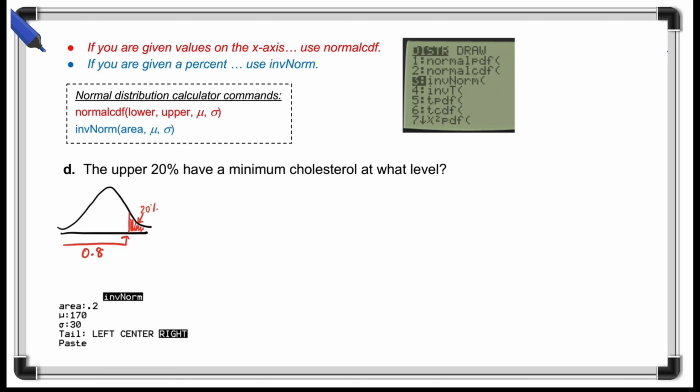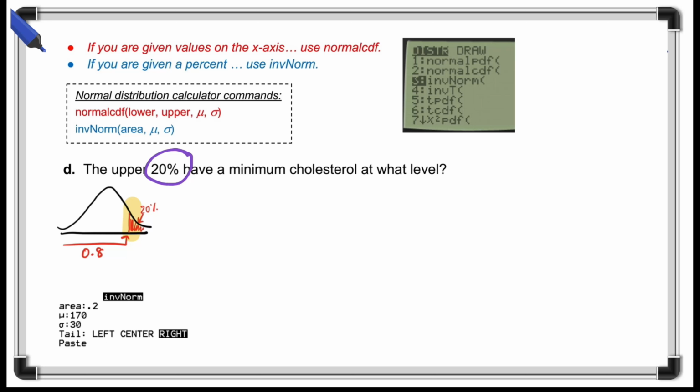Now, in this question, it looks a little different. We're given a percentage. So that should be a hint for you that you are going to use the inverse norm. Now, what we're doing is we're making that bell-shaped curve. And we are technically looking at this 20% at this particular level, or at this particular value.